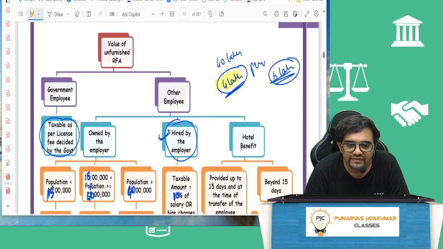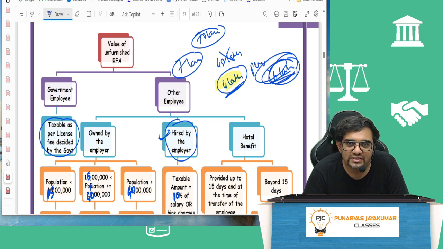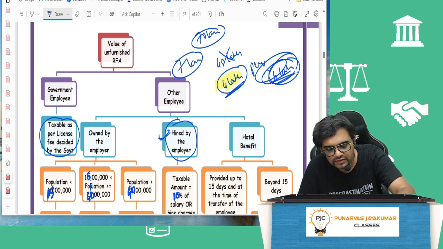Next year, they will increase your salary, there's a huge hike, to 70 lakhs. You've done some good job, good work, 70 lakhs. Now what will 10% of salary become? 7 lakh. 7 lakh or 6 lakh, whichever is less, will you take 6 lakh? That's the question. So that's why this provision is given.